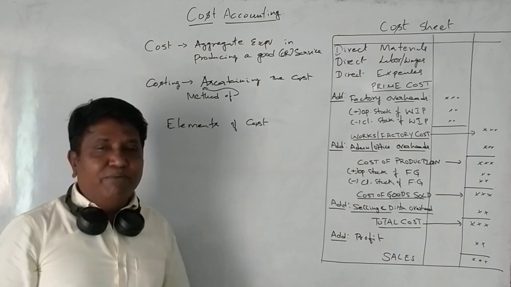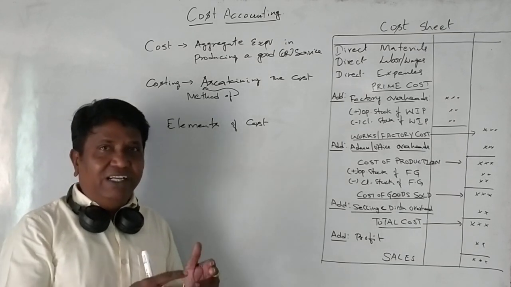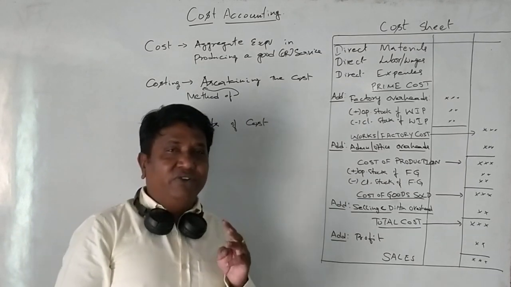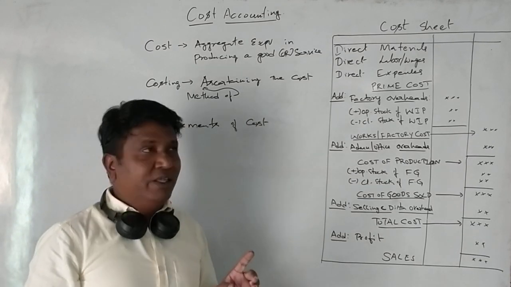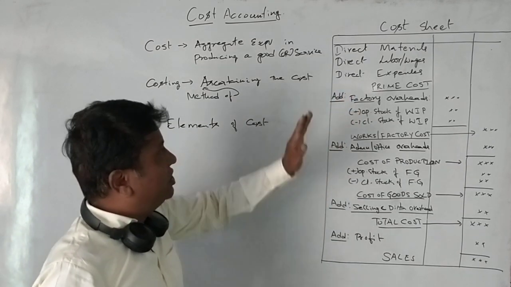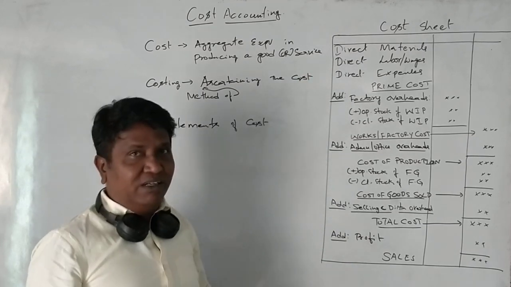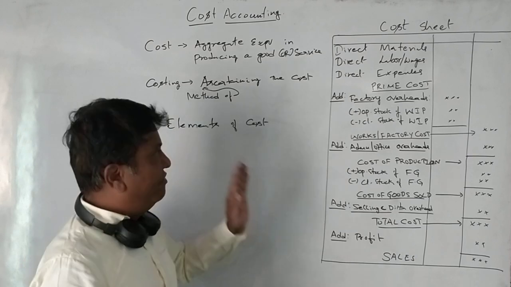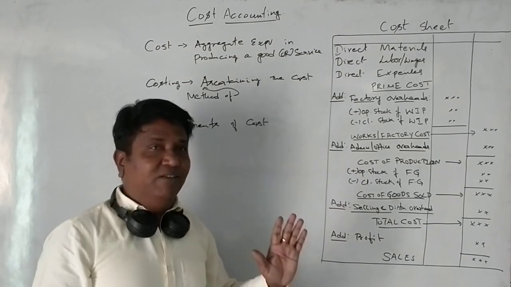How have you got it? Say, majorly required, material, you need labor, you need direct expenses. When you add these three, you get prime cost. To this prime cost, see there is no less items here. Means there is no items that we will deduct here. Everything is to go into add.